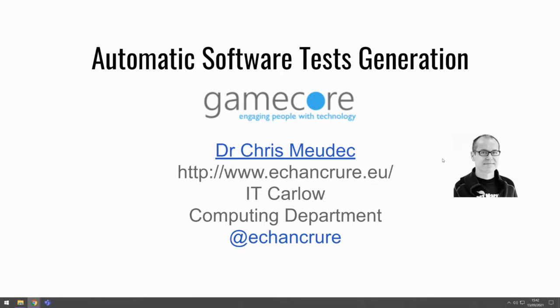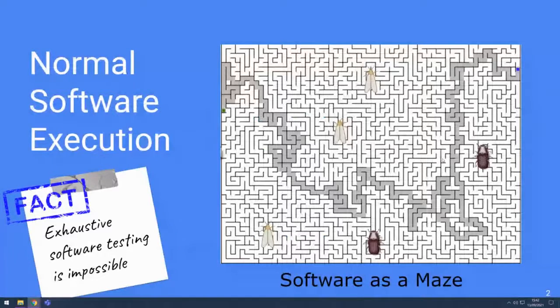So what are we talking about here? We're talking about automatic software test generation, where we try to generate tests according to the source code of a program. During normal execution, we go through a particular path of execution, which we can view as a maze. And we can go here, for example, from left to right through that maze. And depending on your input data, you go through a particular path. And that one might be different depending on the data that you enter.